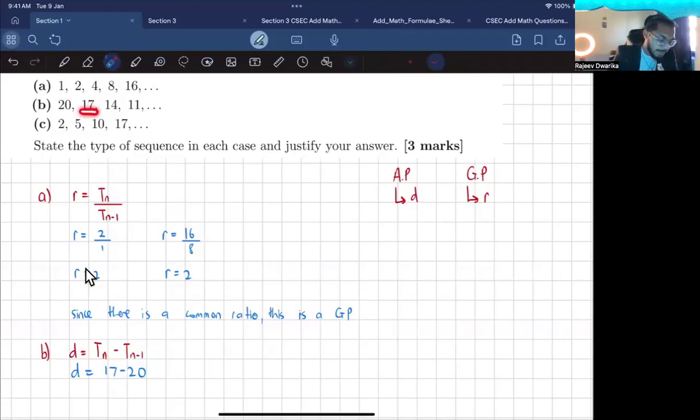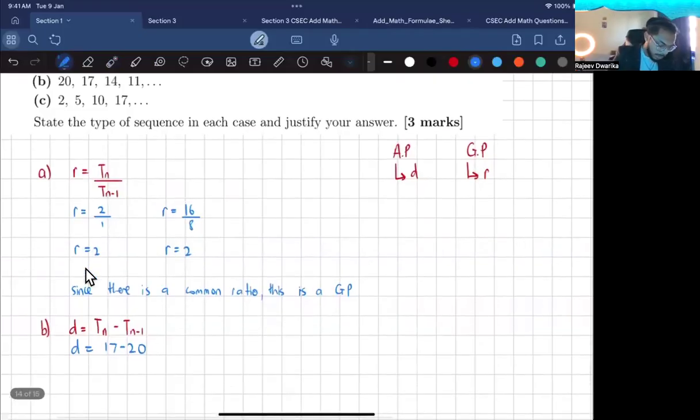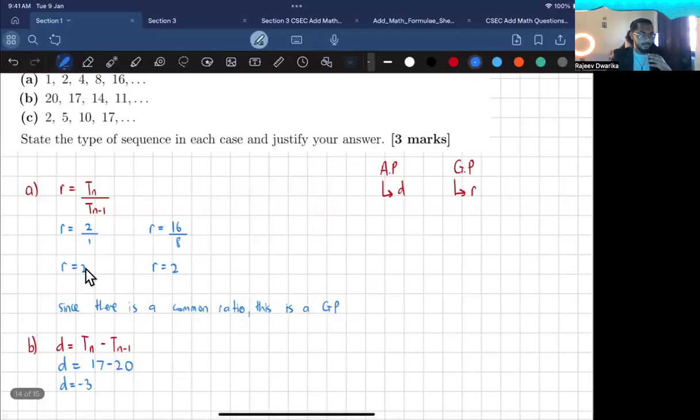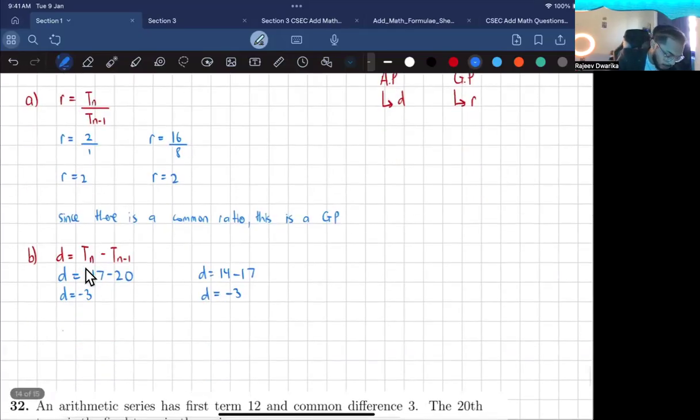So you'd say 17 minus 20. 17 is a term after 20, so that's why I say 17 minus 20. So 17 minus 20 is -3. Give me another pair of consecutive terms. 14 minus 17. What is 14 minus 17? -3. So therefore, the sequence is an AP.